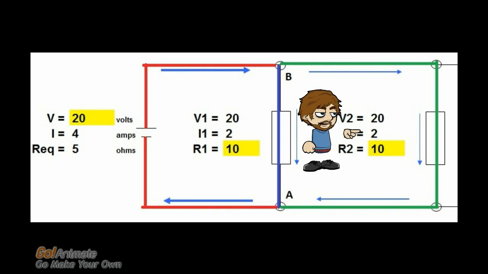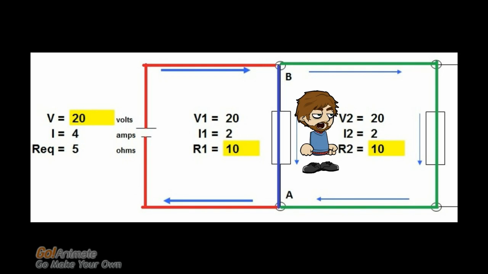Again, we start at point B and end up at point A, but this time we pass through R2. Since this path has the same starting and ending points, it has the same 20-volt difference. This means there is a 20-volt difference across R2. It is because these paths all have the same voltage difference that we call them parallel paths.